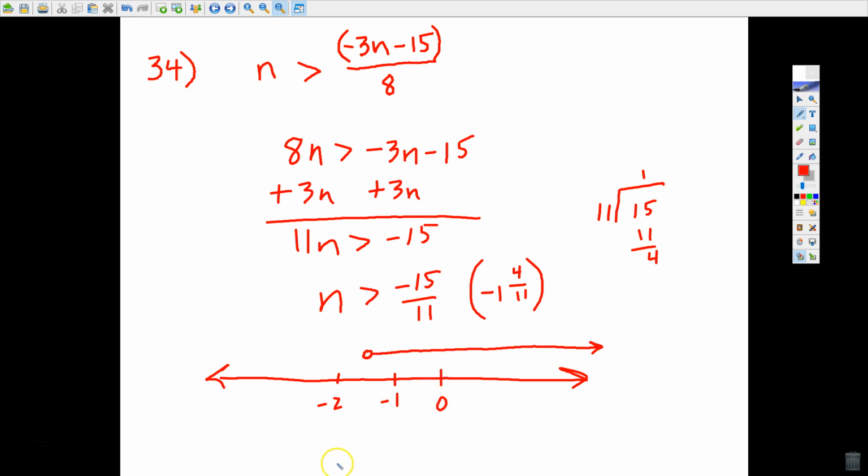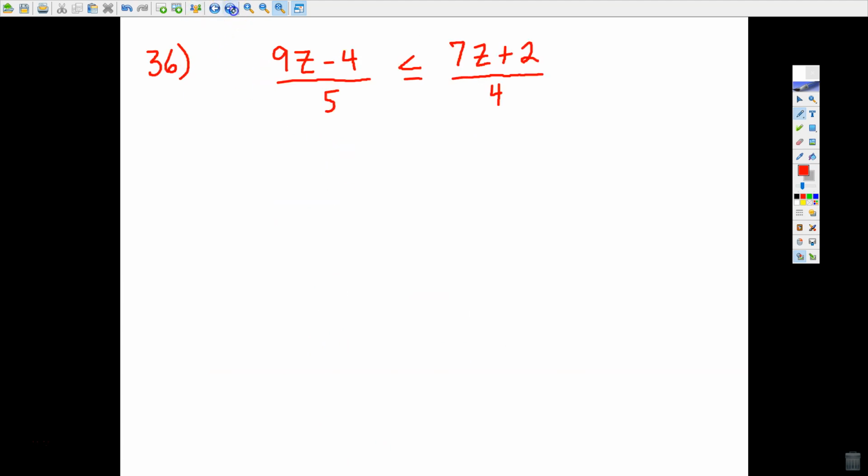Alright, so I think that's it. We've taken care of a few of your homework problems. Oh, I got one more. Sorry about that. Let's go ahead and take care of this one. Let's clear out these denominators by using the LCD. The LCD, the smallest number that both 4 and 5 will divide into evenly, and hopefully you recognize that that's 20. So I'm going to multiply to clear out these denominators.